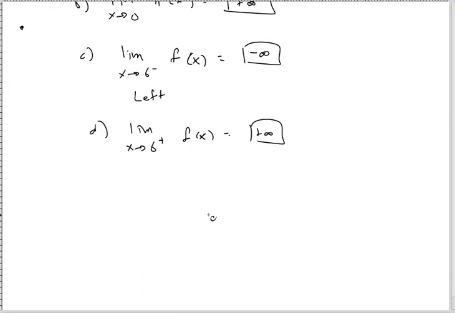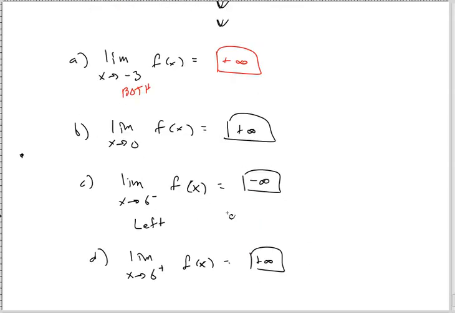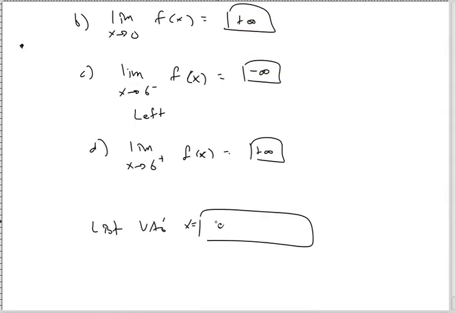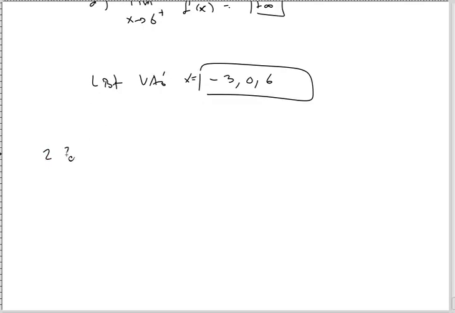Cool. And then finally they say, list the vertical asymptotes. And this is super easy here, of course. You're just going to look around and say, right here. -3, 0, and 6. That's it. That was not too bad. Next question.